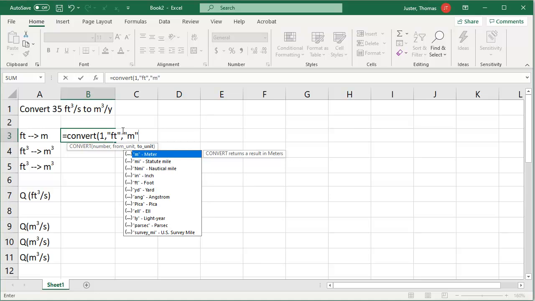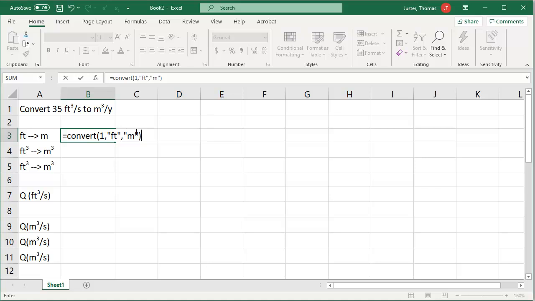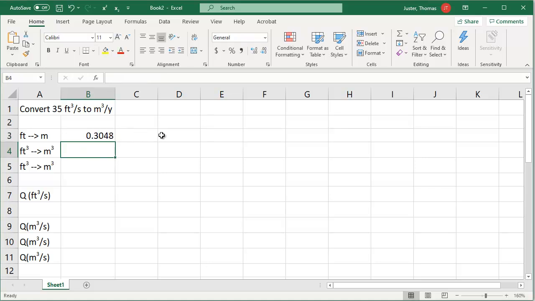One thing really important to notice is that these unit names are case sensitive. So capital F small t is not the same thing. That is not feet. Feet is small f small t. So you have to pay attention to that. Let's look at the function here. It says convert 1, the generic 1 unit of from feet to meters, and there you go. That's the conversion from 1 foot to meters. There are 0.3048 meters in a foot. So a foot's a little less than 1/3 of a meter.